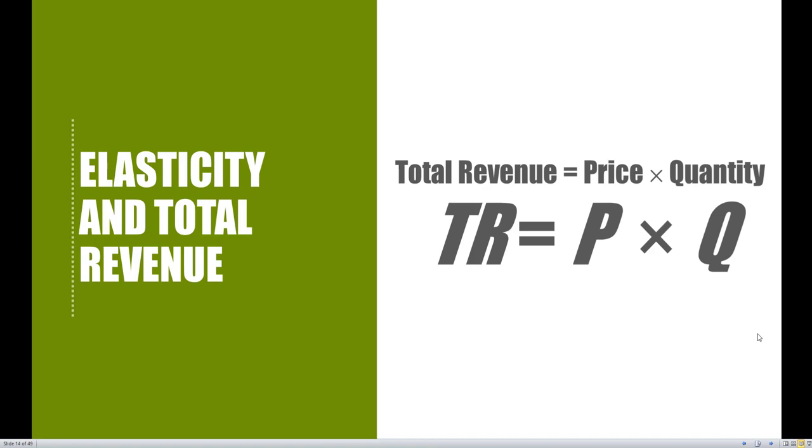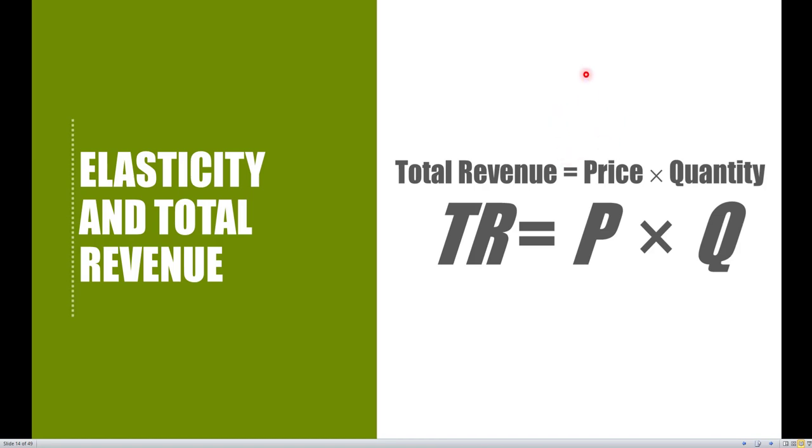The main objective of any one firm is to maximize its total revenue. Total revenue is equal to price times quantity. So the price, whatever price they sell the particular good at, and the quantity, how many units of the good they actually sell. So price times quantity. And the only thing that the firm has control of in this situation is the price.